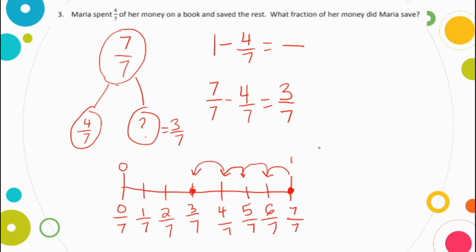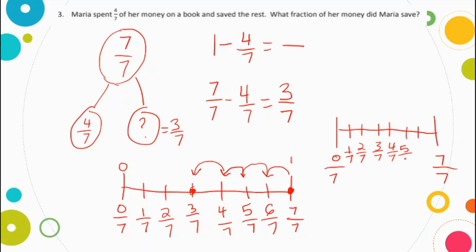Another way to think about it, again using a number bond, is to go the opposite way. So if you had your number bond again, I'll draw this as quickly as possible. So this is not going to be beautiful. 1, 1/7, 2/7, 3/7, 4/7, 5/7, 6/7.